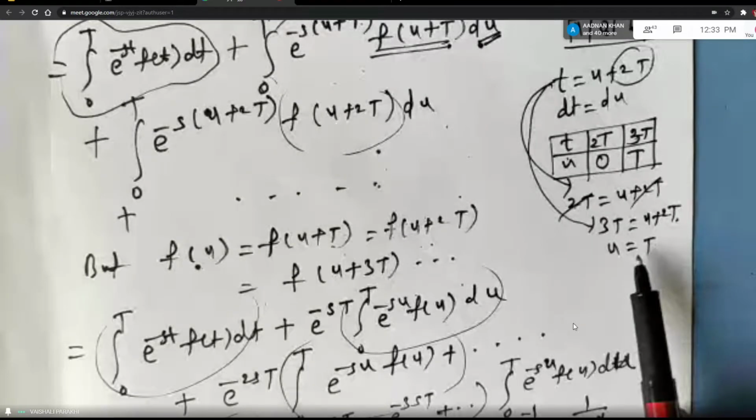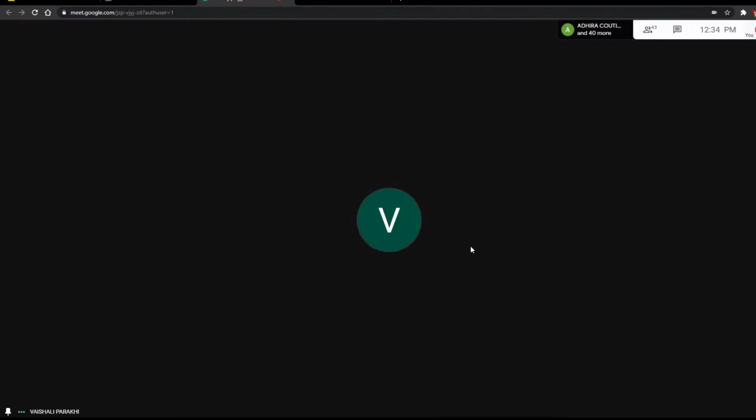In every integral it will be 0 to T. Is changed, right? Just give me 1 minute. I'll just change the orientation.